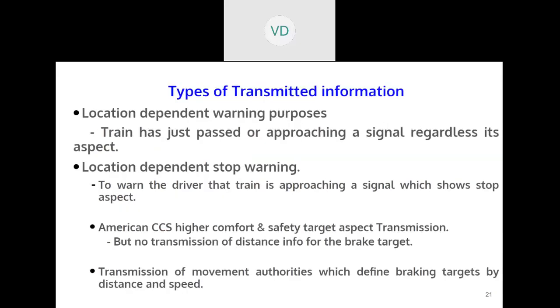Then the next classification is on the basis of what type of information is being transmitted. First is location-dependent warning. It only says you are approaching a signal; the signal aspect is immaterial, so that the driver gets alert. That is the first. Then the next warning is that the next signal is at a stop aspect. You are not only warned that you are approaching a signal, you are also warned that you are approaching a stop signal.